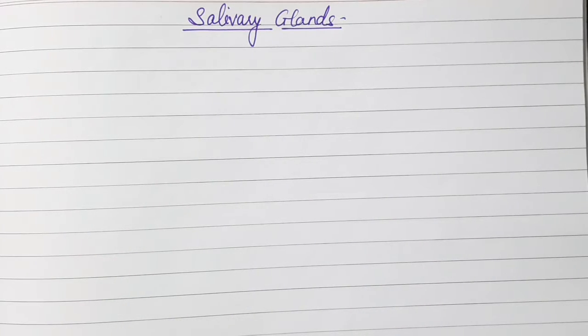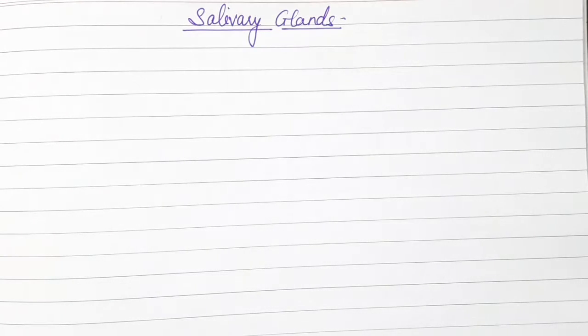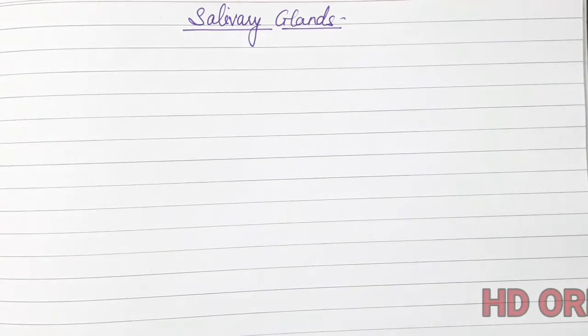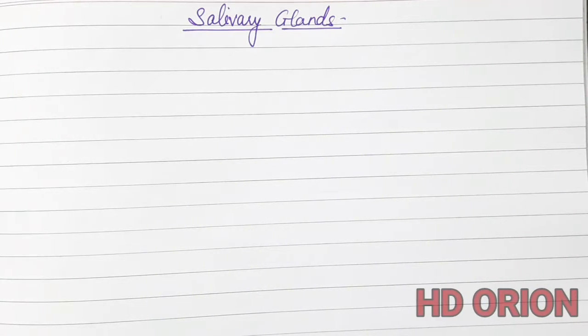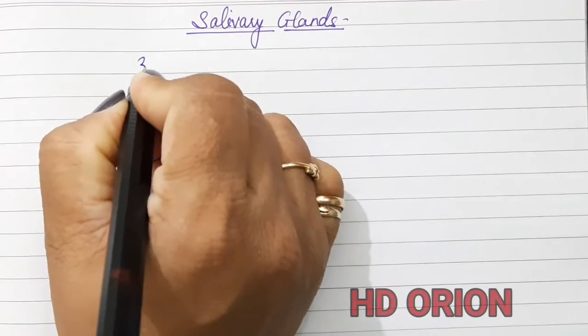Hello everyone, in this video lecture we are going to study the salivary glands. These are the third type of glands that we are going to study, the digestive glands. First we studied the liver, the pancreas, and now we are going to study the salivary glands. The salivary glands are three pairs.